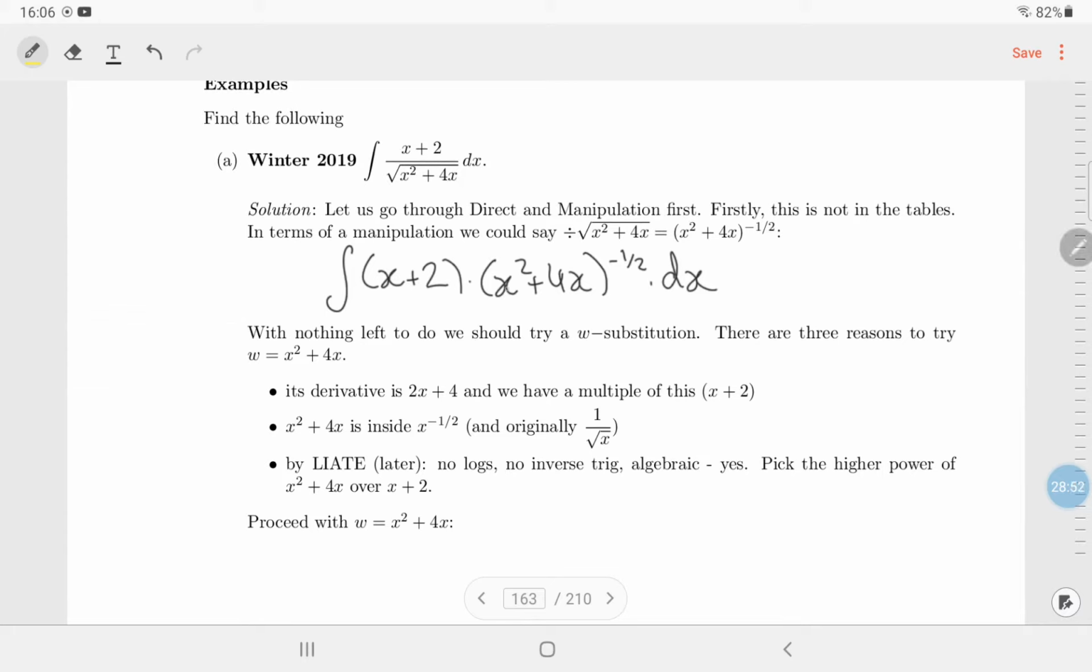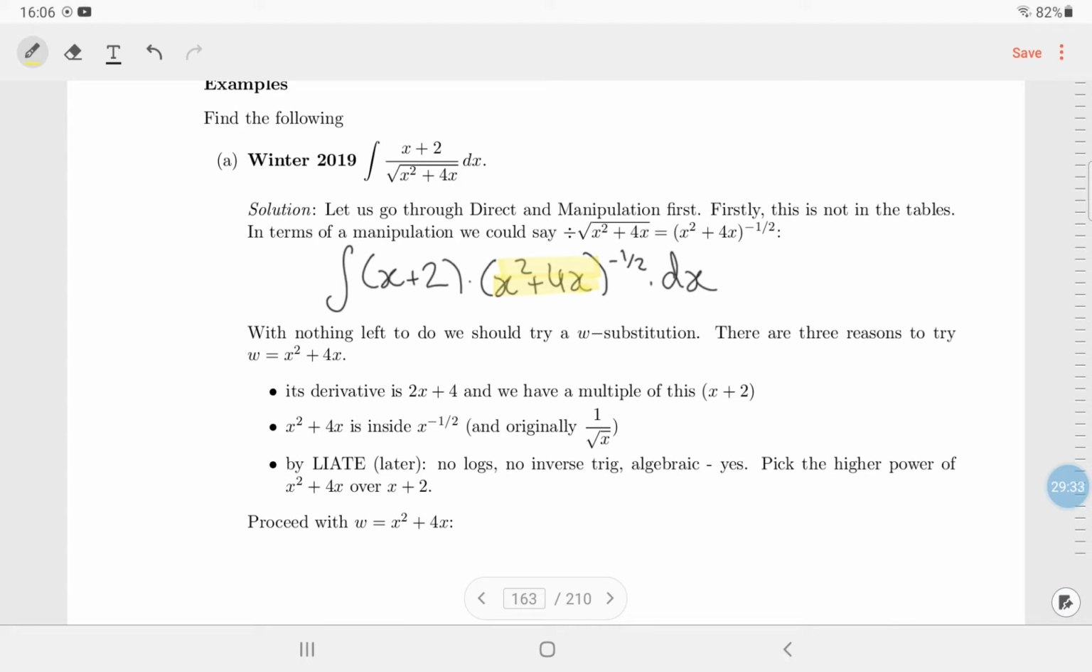So the first is, this is going to be our w. It's inside something else, inside x to the minus a half, check. And we have a constant multiple of its derivative. Its derivative is 2x plus 4, which is a multiple of x plus 2. So that says you should definitely use w equal to x squared plus 4x. The second way of saying it is you could say it's inside the x to the minus a half. And if you didn't have the x to the minus a half, go back to the original, you see that it's inside the square root. So it certainly works on that level.